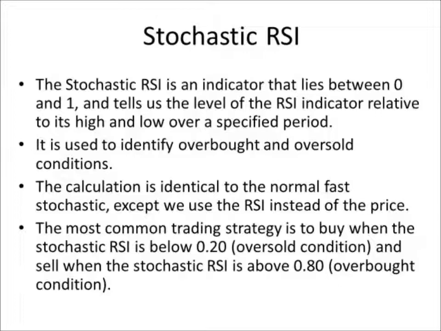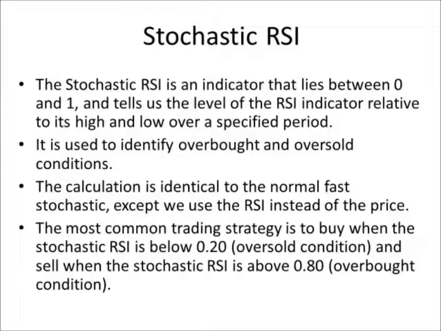Now, if we think back to what the stochastic oscillator does, it looks at the price relative to its highs and lows over a specific period. With the Stochastic RSI, instead of looking at the price over its high and low, we're going to be looking at the RSI over its high and low. So we'll be looking at what the RSI was over a particular period, and its highs and lows. So it's actually looking at the momentum of the RSI rather than the momentum of the price. The calculation is the same as the normal one we use for the fast stochastic. Instead of using the price, we're just going to use the RSI, okay?